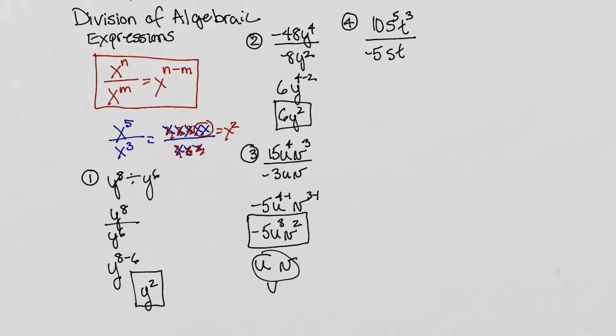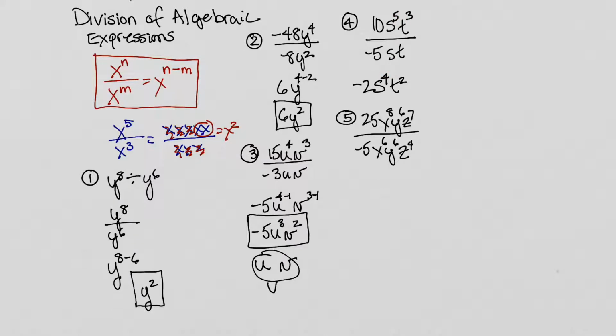And in number 4, positive 10 divided by negative 5, negative 2. S to the, let's just do this one now. 5 minus 1 is 4. T to the 3 minus 1 is 2. Now I'm doing top exponent minus bottom exponent. You can also just think this way, right? I've got 5 of these s's on top, 1 on the bottom. That 1 on the bottom will cancel with one of those 5, leaving 4.